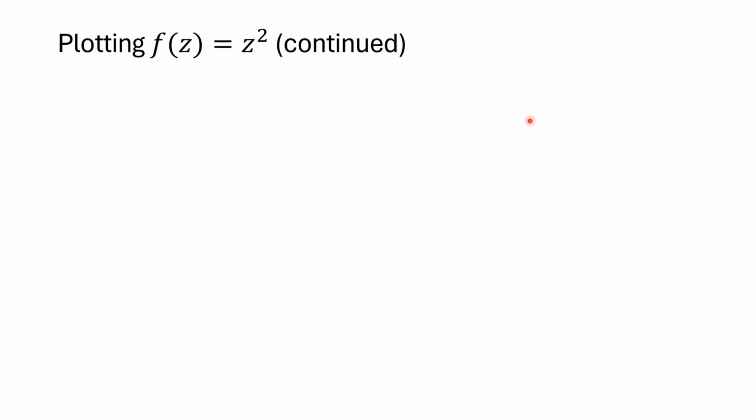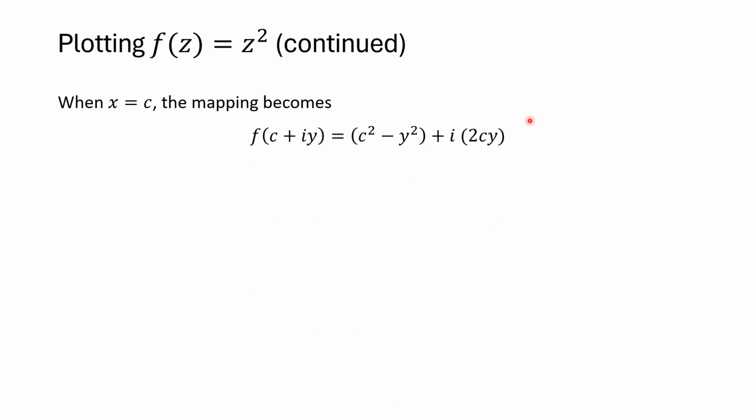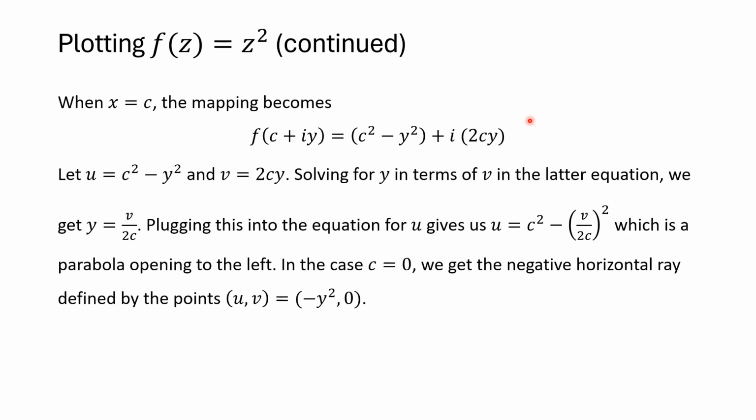Continuing with our mapping of f of z equals z squared, we're going to map now vertical lines. So we let x equal c. We plug that into our equation from the previous slide. We get the equation shown here. We let u equal the first part, the real part, and then we let v equal the imaginary part. We solve for y in terms of v in this equation here.